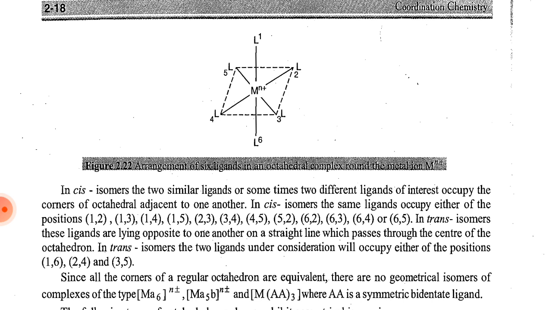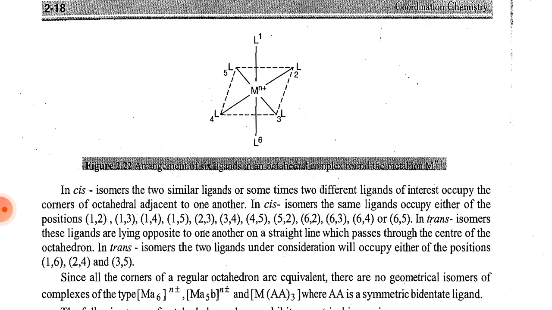So what are these cis isomers? Why are they so peculiar? These cis isomers have two similar ligands, or two different ligands, occupying corners of the octahedron adjacent to one another. So in the cis form, the same ligands occupy the positions 1 2, 1 3, 1 4, 1 5, 2 3, 3 4, 4 5, 5 2, 6 2, 6 3, 6 4, 6 5. If the same ligands occupy these positions, they are considered a cis isomer.